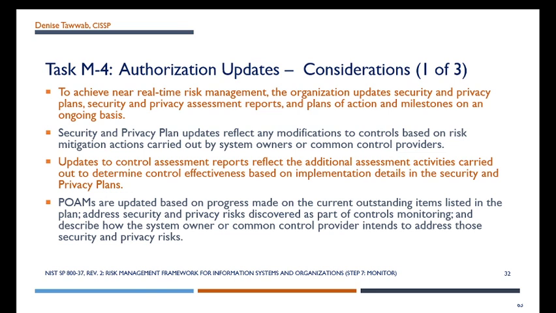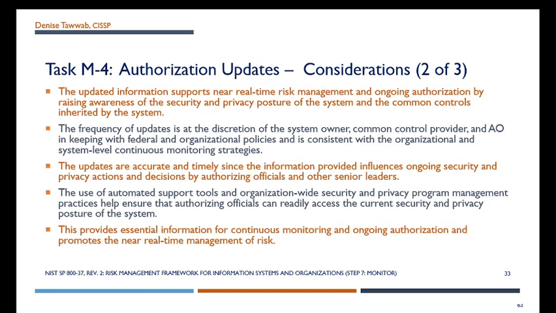Your POAMs are updated based on progress made on the current outstanding items listed in the plan. Address security and privacy risks discovered as part of controls monitoring, and your POAMs describe how the system owner or the common control provider intends to address the remaining security and privacy risk. The updated information supports near real-time risk management and ongoing authorization by raising awareness of the security and privacy posture of the system and the common controls that are inherited by the system.